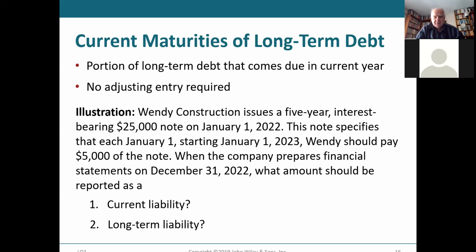Current maturities of long-term debt. You borrow money from somebody, and the deal is you pay them back in 20 years. The first year of that debt is always considered current.